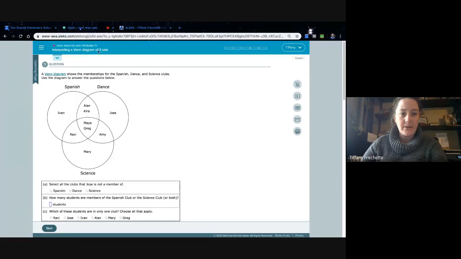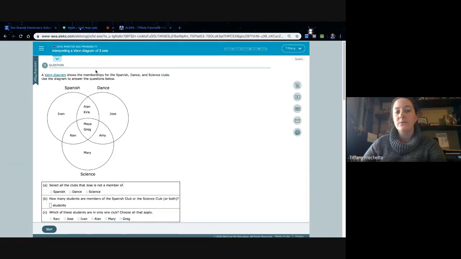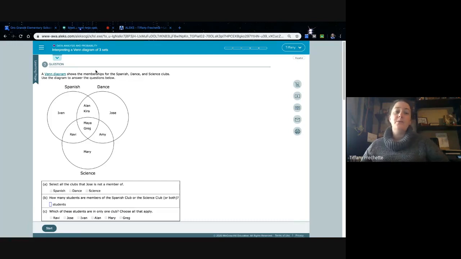Interpreting a Venn diagram of 3 sets. So we already did one video interpreting a Venn diagram of 2 sets. If we skipped over that one, I suggest go back to it, watch the video, and understand how Venn diagrams just work in general. Venn diagrams are always about comparing information.